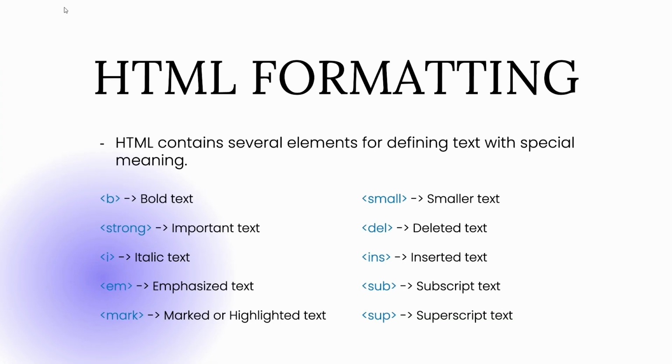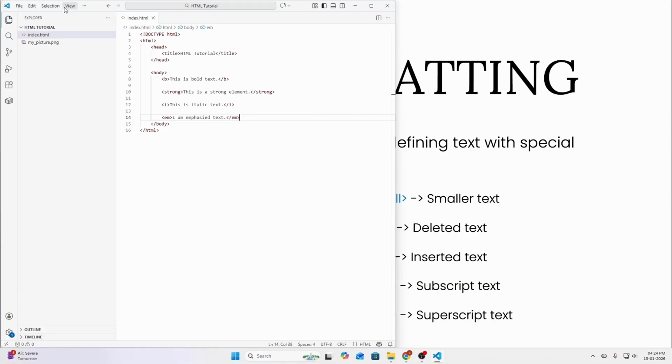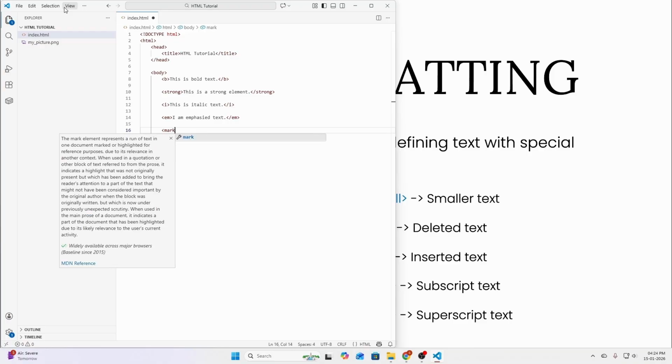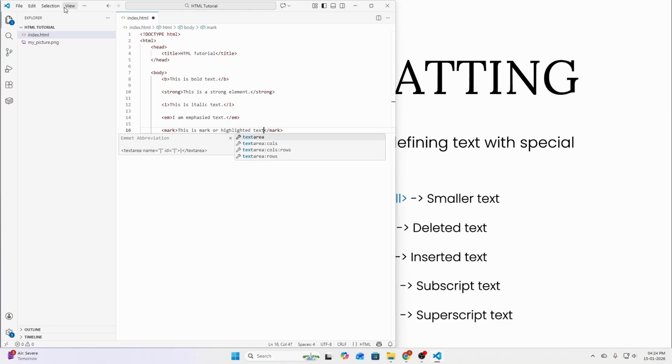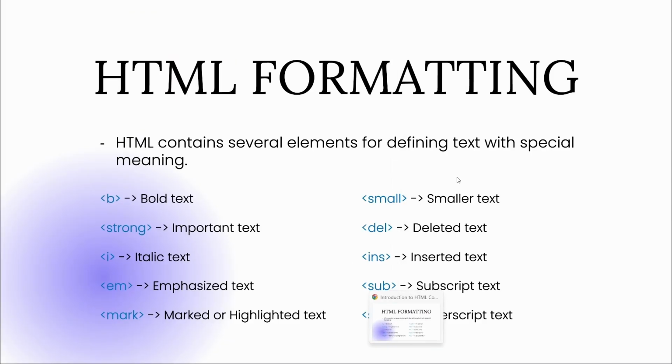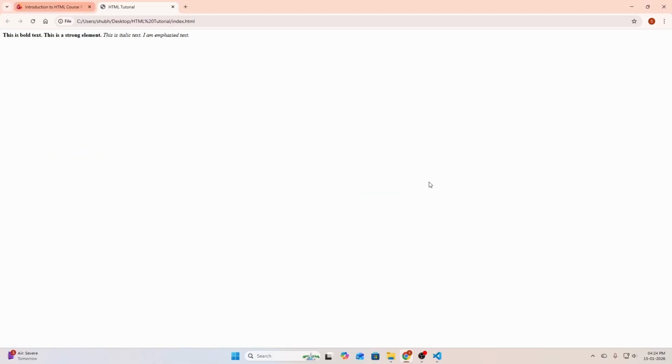Then comes the mark element, which is used to define text that should be marked or highlighted. So let's also see an example of it. So below the em element, let's define a mark element here, and let's just say this is mark or highlighted text. So let's just save it and open the index.html file in the browser and refresh the page, and here is our mark element that just highlights or marks the content with a background color of yellow.